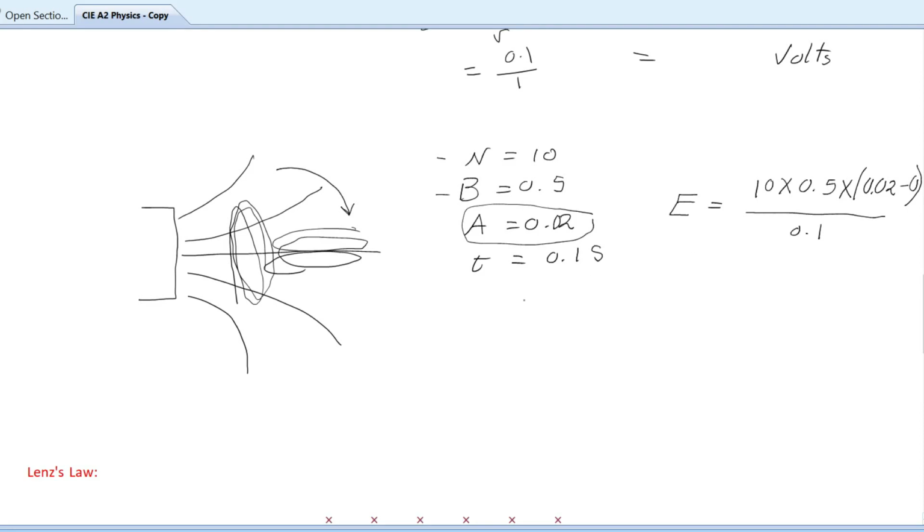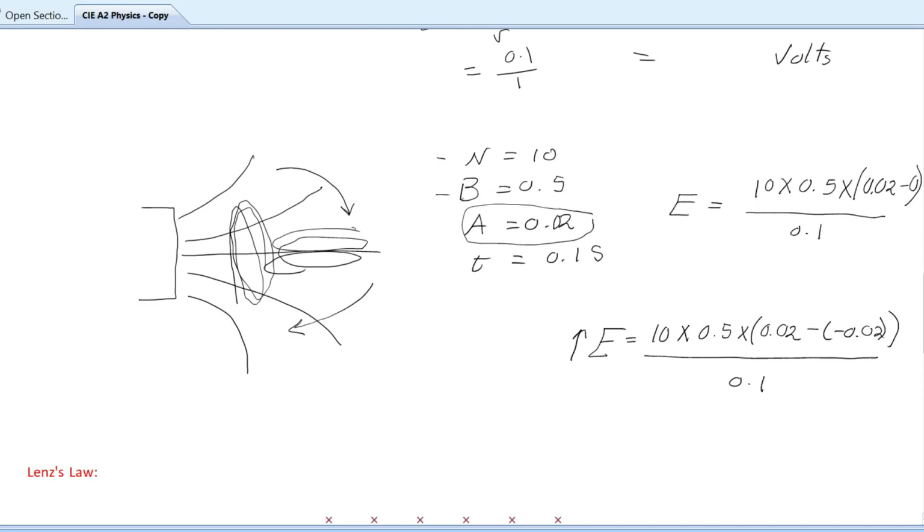What happens then if you rotate this coil a further 90 degrees? Now the area is in the opposite direction, or pointing in the opposite direction. So the EMF would be 10 by 0.5 multiplied by 0.02 minus negative 0.02. If you do this in the same time, then you divide by 0.1. You'll find that this induced EMF is much greater than that induced EMF.